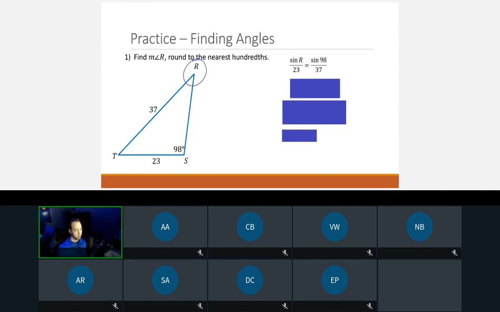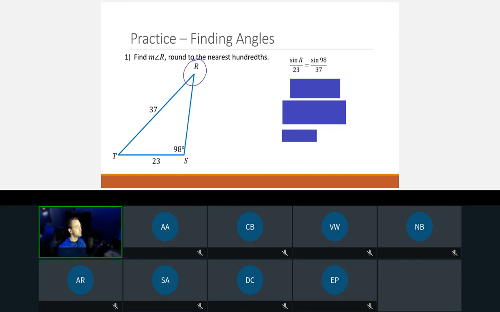First step, remember we're trying to solve for angle r. So Emily says cross multiply. Yes, we could totally cross multiply, but if we do that, we're going to have to do another step after that. So maybe not cross multiply in this scenario, but it wouldn't be wrong. You're just creating more steps.